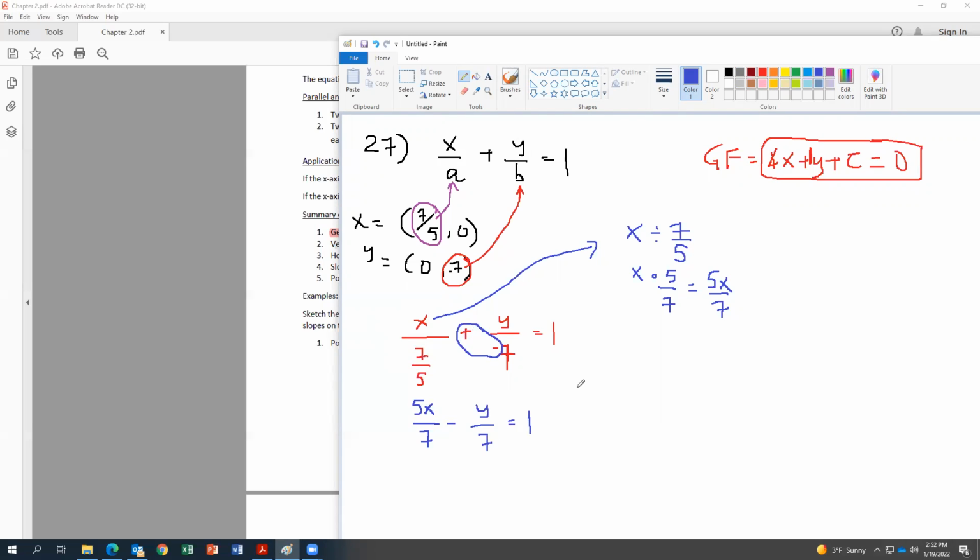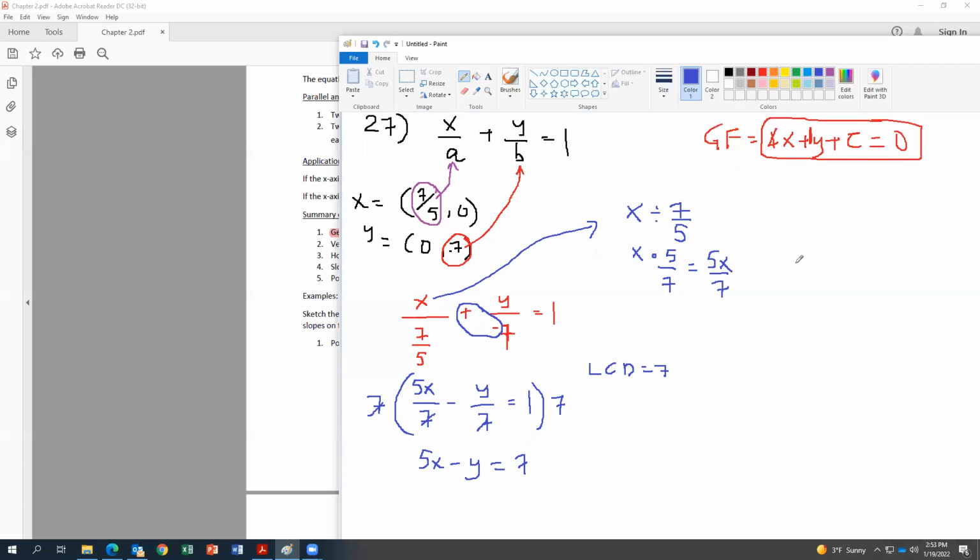Now, you notice that in general form, you cannot have fractions. So we find the LCD here. Since they are all 7, the LCD in this case will be 7. I multiply everything, the left side by 7 and the right side by 7. This 7 cancels with this 7, so what I'm left with is 5x minus y, and 1 times 7 is 7.